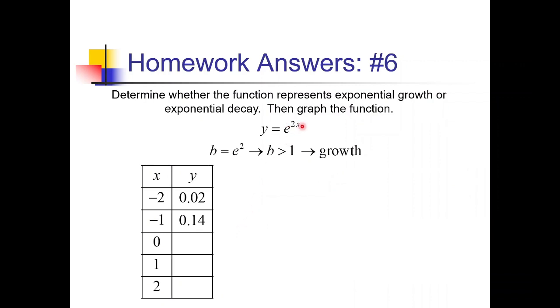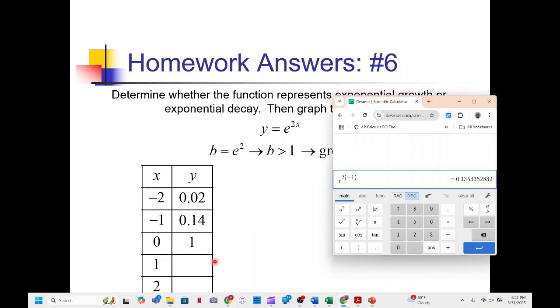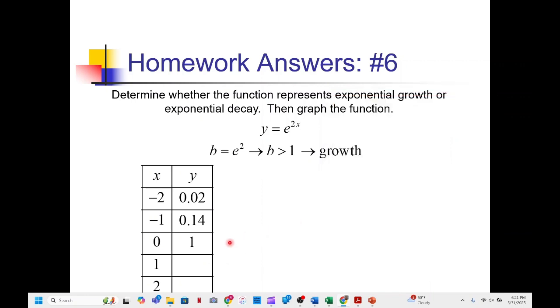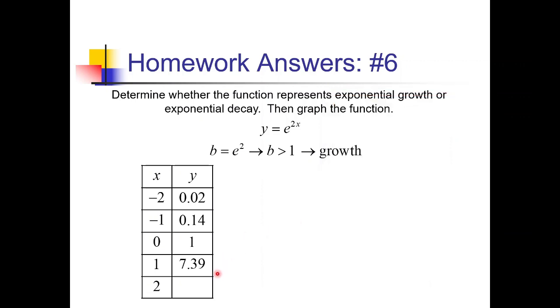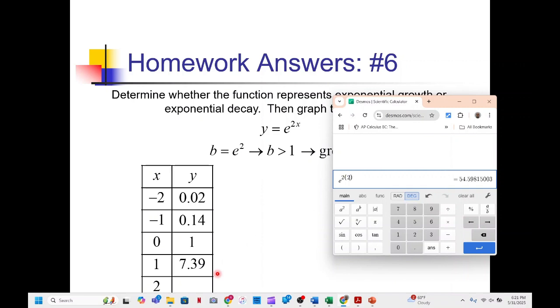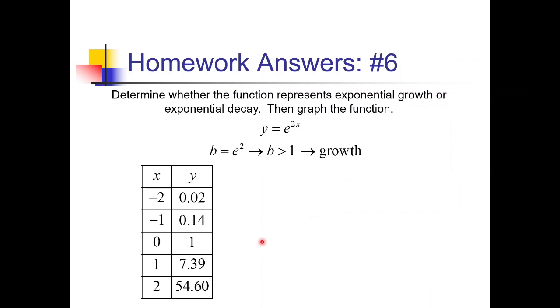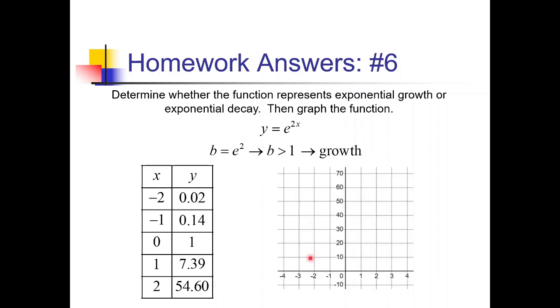And then e to the 2 times 0 is just e to the 0, or 1. Now we've got e to the 2 times 1, which is about 7.39. And then e to the 2 times 2 is about 54.60 if we round that off. So I'm going to need some big y values to get to 55-ish right there. I'm going to make my y's go by tens.